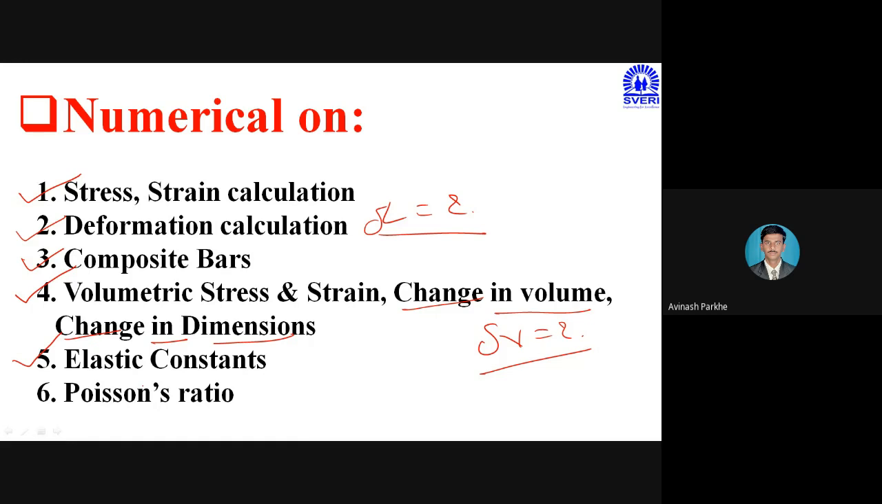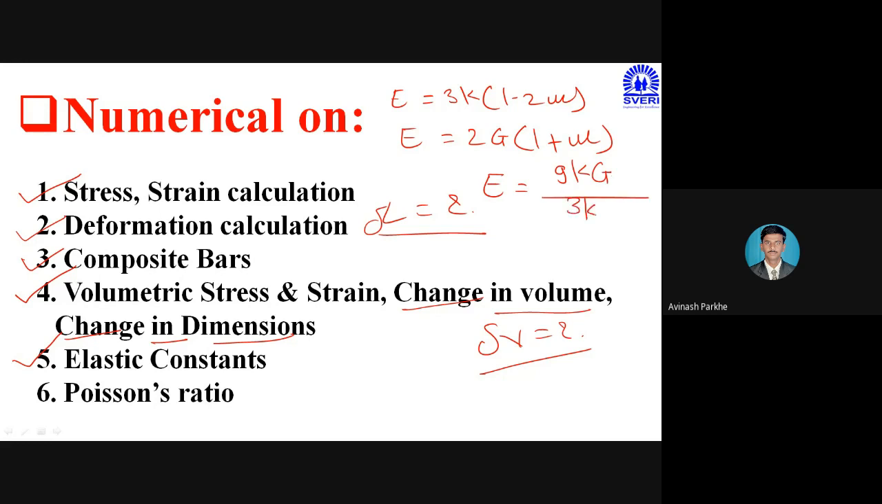And in that elastic constant concept, we have three important derivations. Those derivations represent the relations between all the elastic constants. So we have three relations. Which are those relations? Here I will write: E is equal to 3K (1 minus 2 mu). Then E is equal to 2G (1 plus mu), and E is equal to 9KG divided by 3K plus G. So these are the three elastic constant relationships.